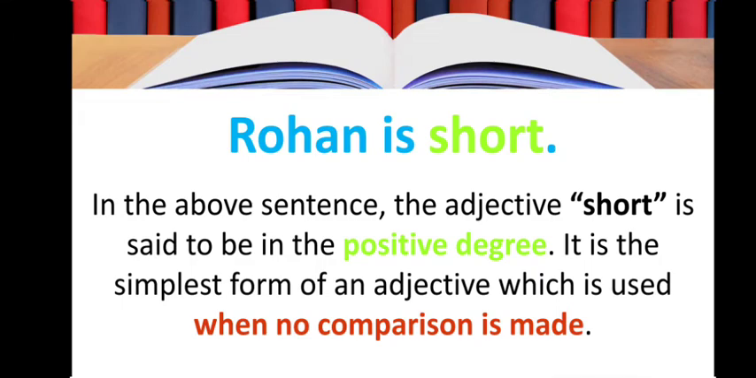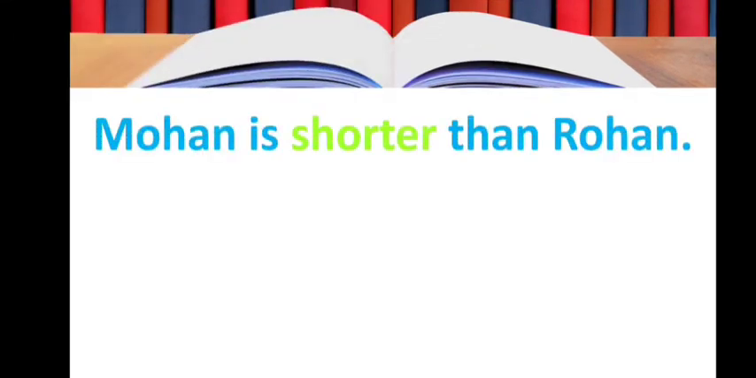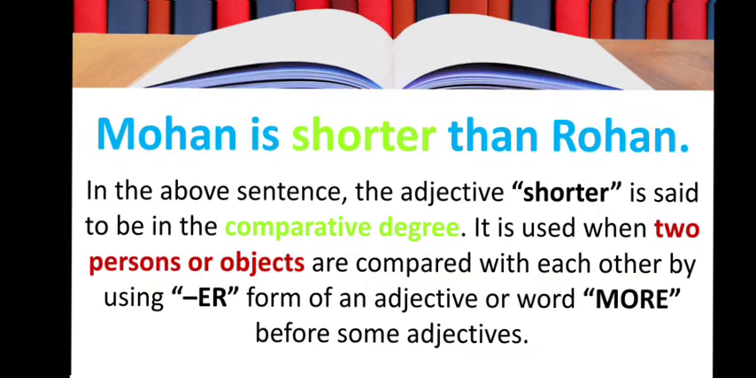Okay, the next sentence is Mohan is shorter than Rohan. In the above sentence, the adjective shorter is said to be in the comparative degree. It is used when two persons or objects are compared with each other by using the ER form of an adjective or the word more before some adjectives. Here you can see we have compared two persons, Mohan and Rohan. That's why we have used the comparative degree of adjective, which is shorter.